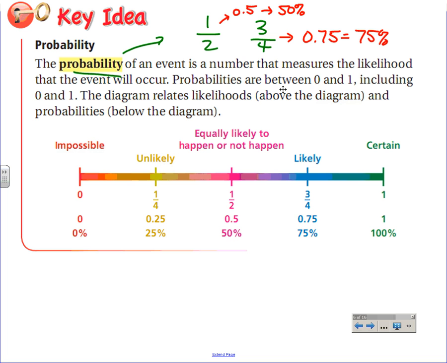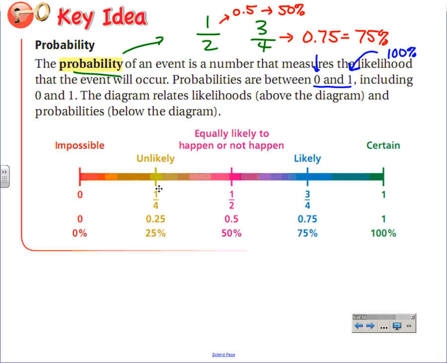Probabilities are between 0 and 1. If you notice, most probabilities are fractions. So you can have a 0 chance of something happening, and if you have a probability of 1, that means it has a 100% chance of happening. So probabilities are only between 0 and 1.